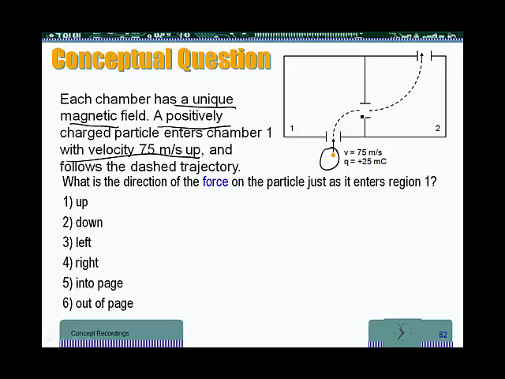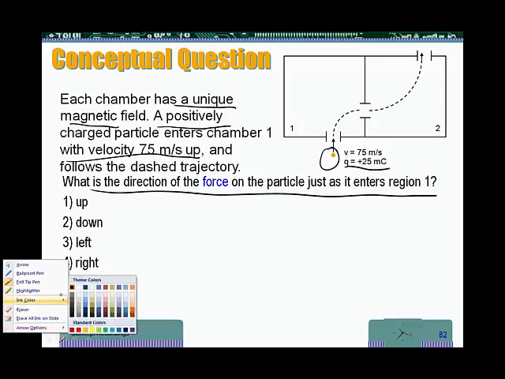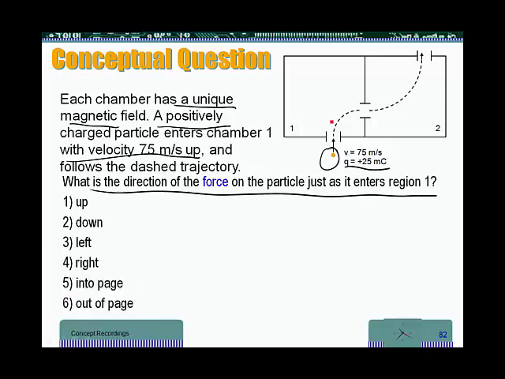Now, the first question is, what is the direction of the force on the particle just as it enters region 1? Okay, again, we are going to use the right-hand rule. As we use the right-hand rule, it's a positive charge, so our thumb should be in the direction of the velocity. So this is our thumb.